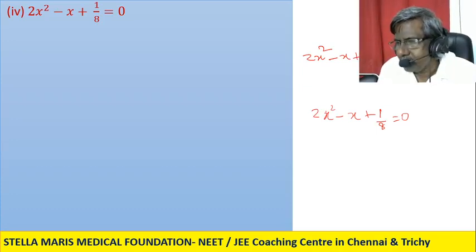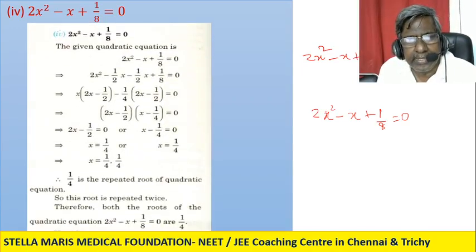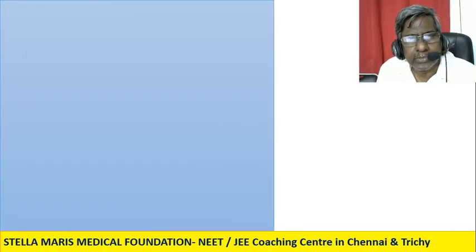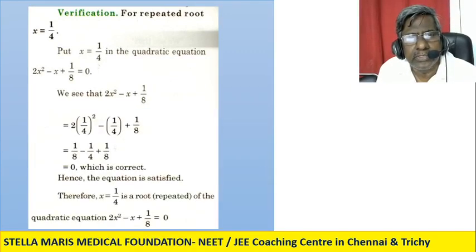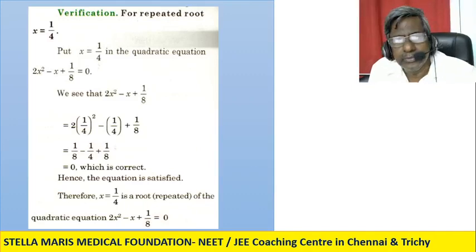So when you substitute x is equal to 1 by 4, you will get 0. See here, we are getting 1 by 4, 1 by 4. So both the roots of the quadratic equation are 1 by 4. Okay, so we just solve it. Put x in the quadratic, we see that it will be like this only. When you substitute x is equal to 1 by 4, see the screen, are you able to follow this?